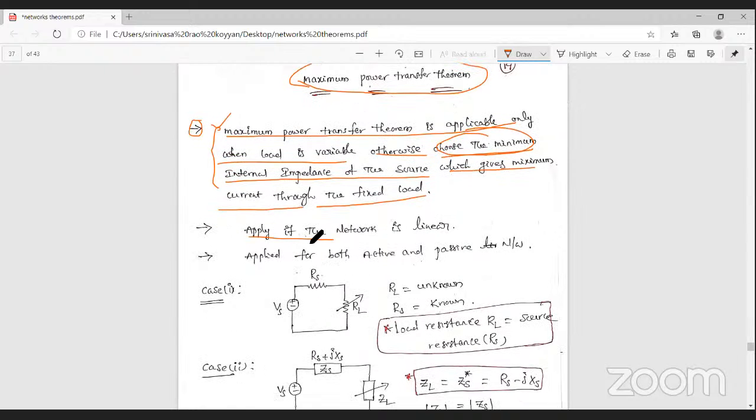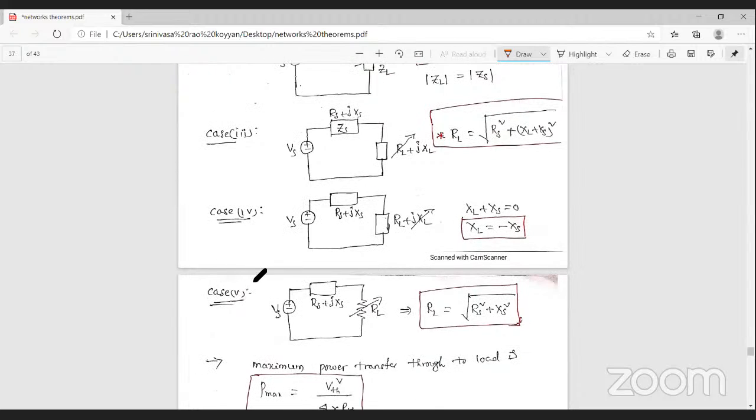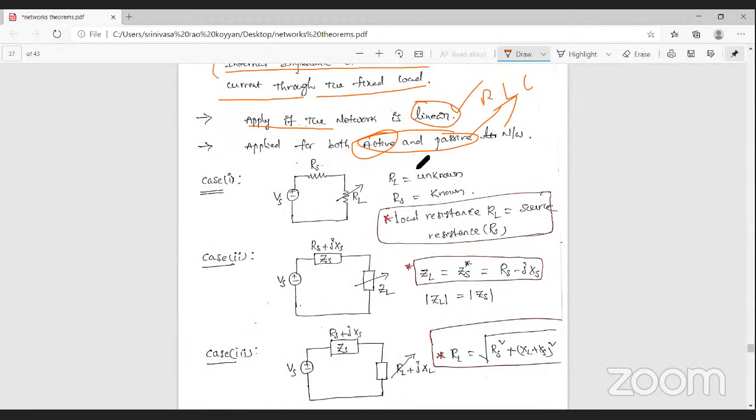So next one, apply the maximum power transfer theorem only to linear circuits as well as active and passive networks. Linear networks means RLC; passive elements are RLC, and active elements means voltage source or current source. Okay, so first, to apply the maximum power transfer theorem there are many cases, that is 5 cases. So how to find out the maximum power transfer through a particular element? For example, if the load is a resistive load, and the resistive load is unknown, then what is the amount of maximum power transfer through this load?